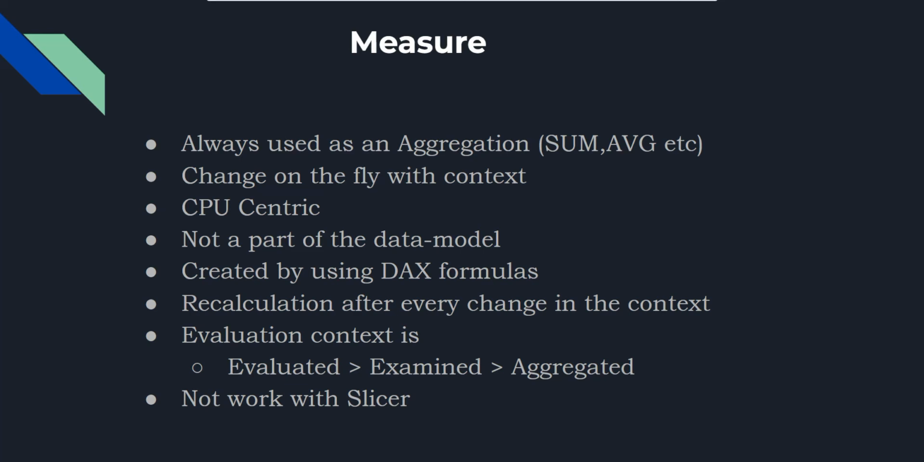Measures change on the fly with the context, right? If I am choosing the central region, it should change according to the context: central, east, west, or south. So as per your filter, it will change. This is CPU centric. Every time it will recalculate with the context. This is not a part of the data model, so it will not be a part of the data set that you see. There will not be a new column. These are again created by DAX formulas. Recalculation happens after every change in the context. And in the evaluation context, first it will evaluate, then examine, then aggregate. It will not work with a slicer. That was the differentiator that we talked about earlier.